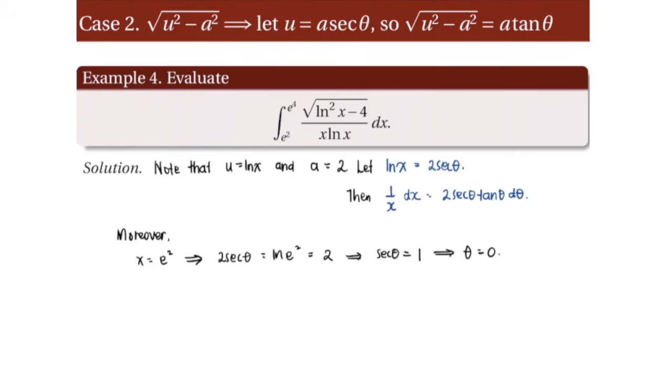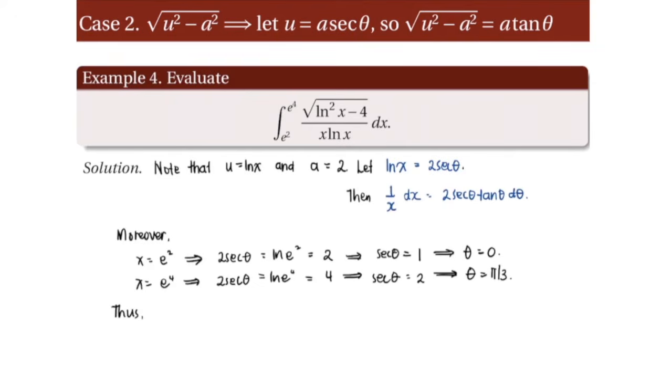While, if you have here x equal now to e to the fourth, then similarly, 2 secant theta is equal now to ln e to the fourth. So this is equal now to 4, which means here na yung secant theta natin ay equal to 2. Or yung cosine theta mo, which is the reciprocal, ay equal to 1/2. So for a secant theta of 2 or a cosine theta of 1/2, yung theta natin dito would be pi over 3.